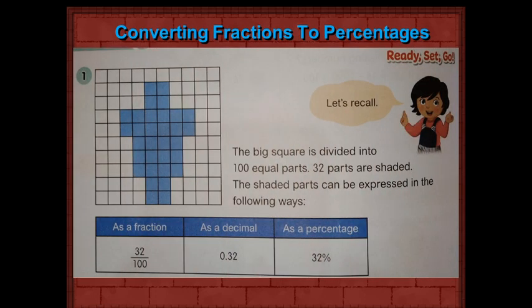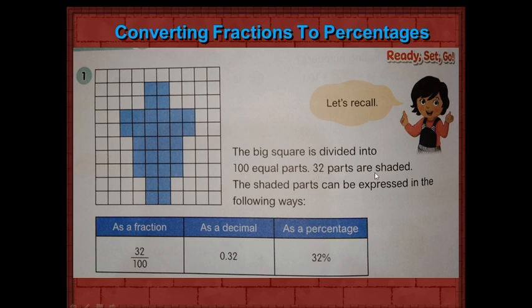Okay, now look at number 1. This is the example of number 1. Let's recall the big square is divided into 100 equal parts. Now let's count each box. 1, 2, 3, 4, 5, 6, 7, 8, 9, 10. Horizontally there are 10 boxes. Now vertically going down 1, 2, 3, 4, 5, 6, 7, 8, 9, 10. So 10 times 10 equals 100 equal parts.